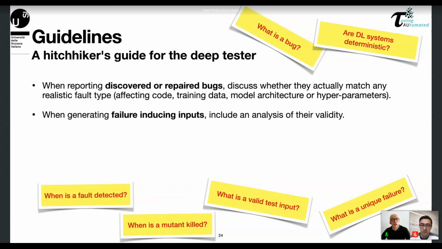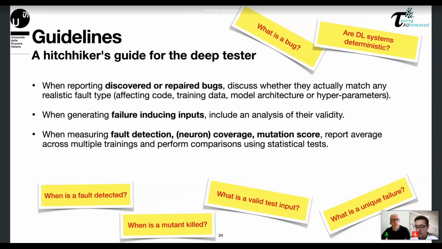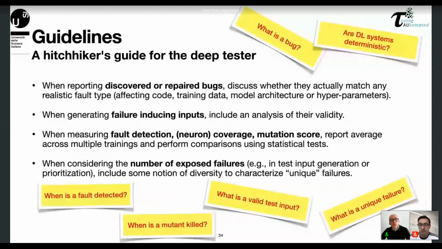Validity of the inputs that we are using or generating is very important. If we are producing failures or discovering faults for something that can never happen in reality, then we are not discovering anything. So validity should be incorporated when exposing faults. Some very basic notions and metrics like fault detection, coverage, mutation score become statistical ones. You have to be aware of that and keep this in mind when doing experiments on deep learning testing. And exposing a lot of failures can be very easy if they just differ by imperceptible little bits. So diversity of the exposed failures is really important.